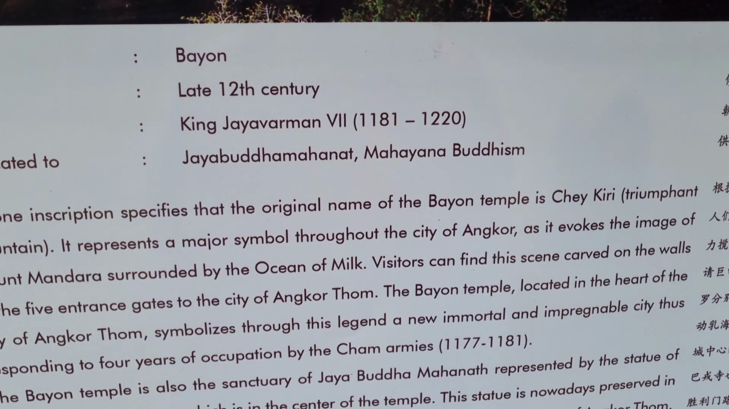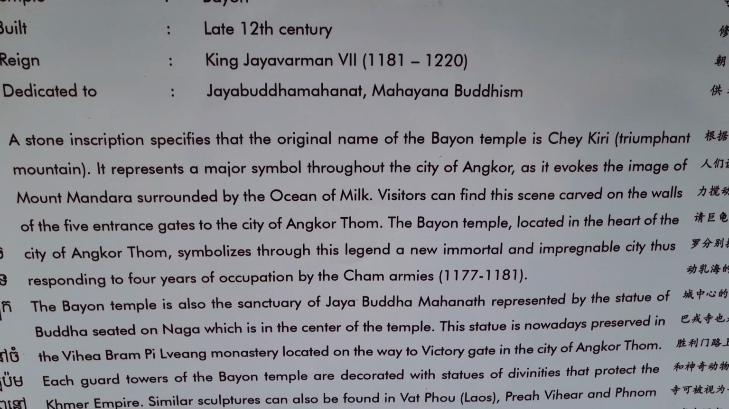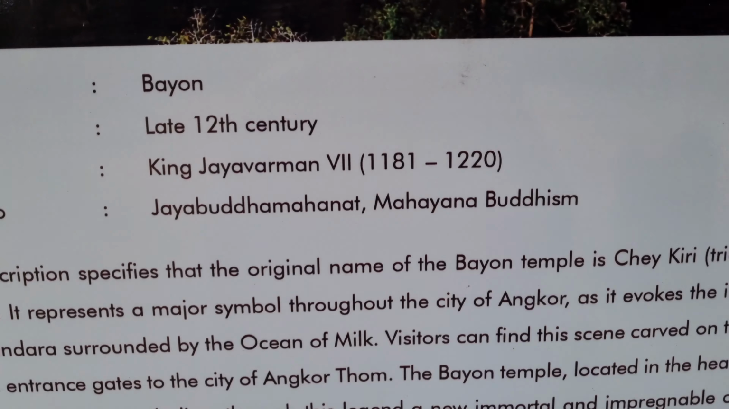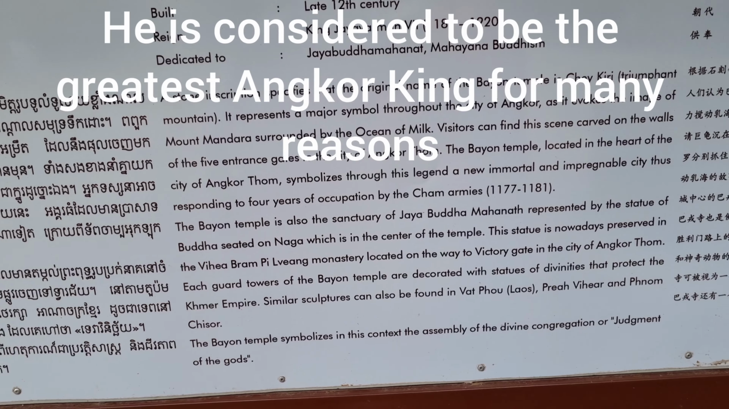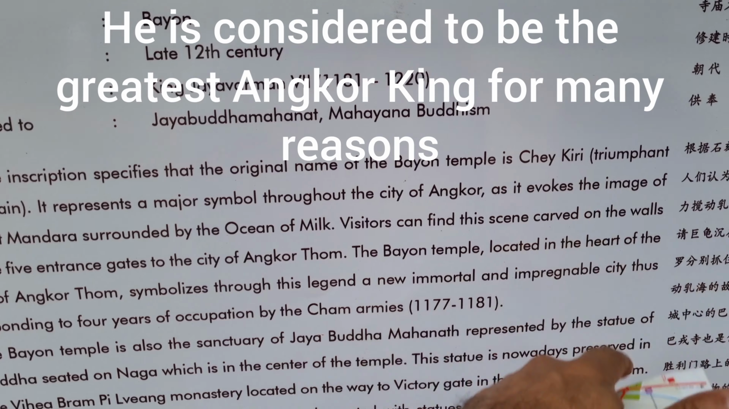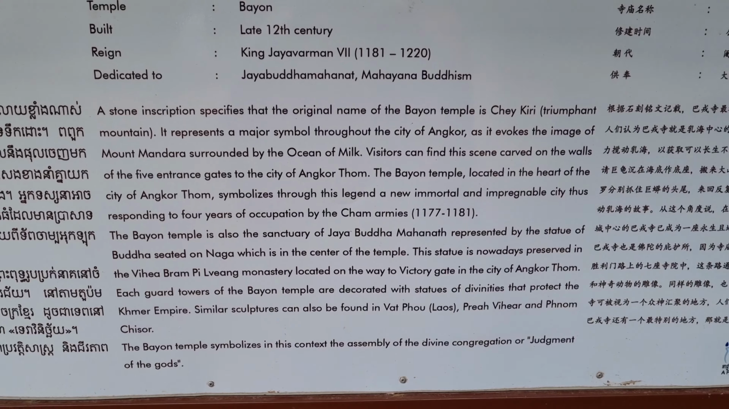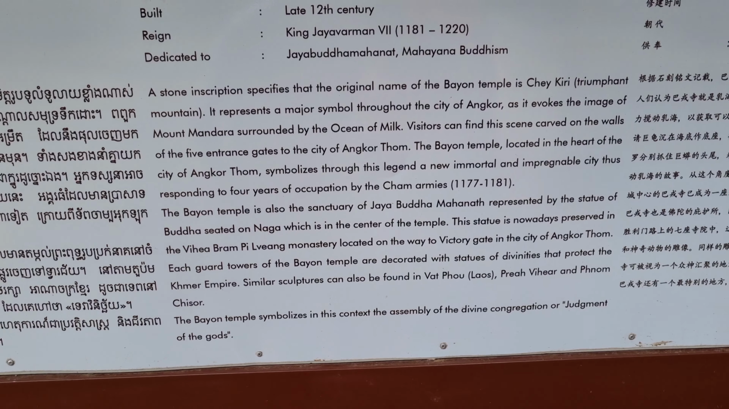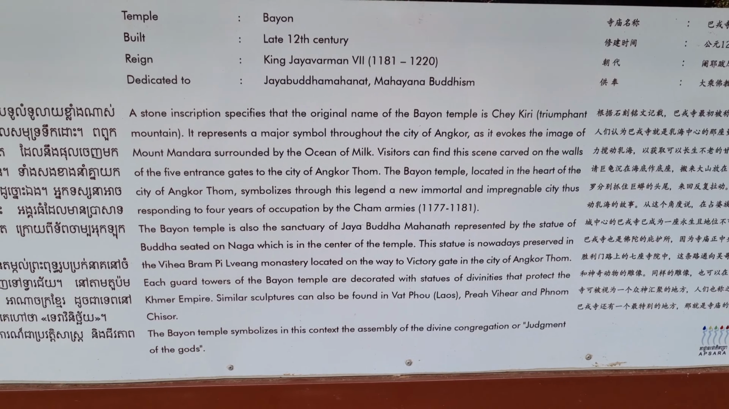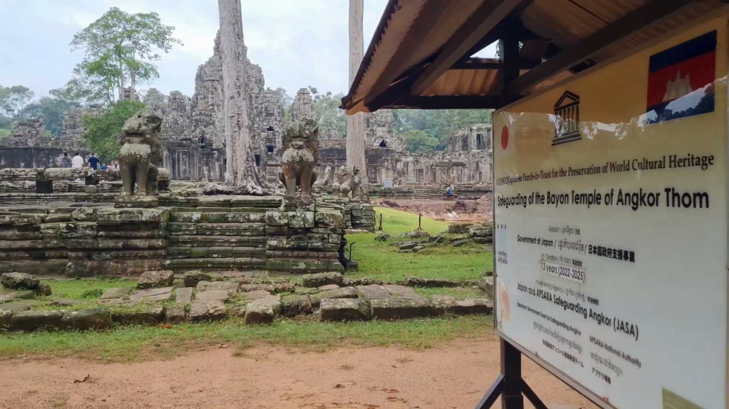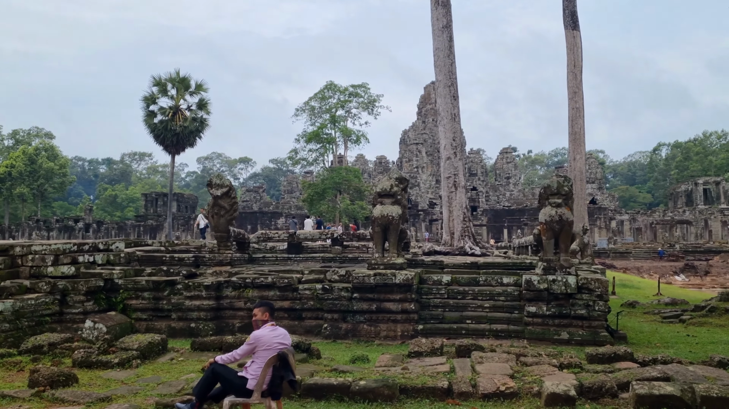This is Bayon, late 12th century, and who built it? Jayavarman VII, from 1181 to 1220. Bayon temple is Chaikiri, which basically is a corrupted version of the Sanskrit Jayagiri, which means triumphant mountain or victory hill. And that is what we're looking at.